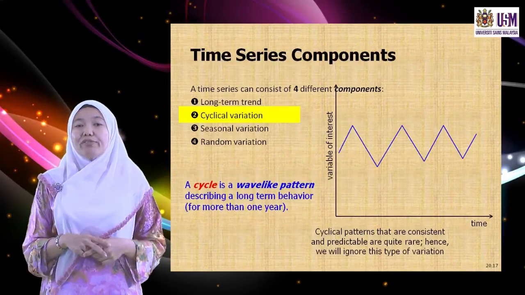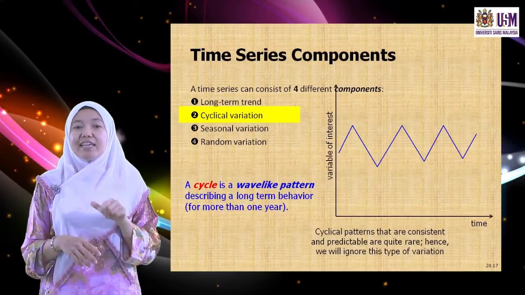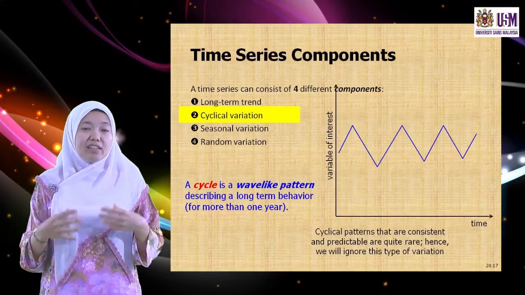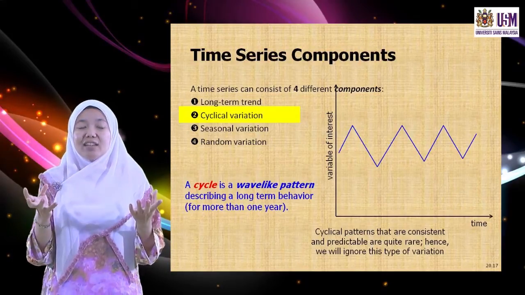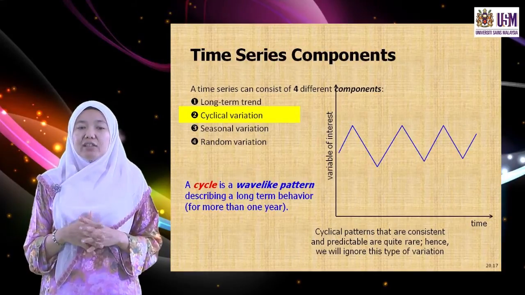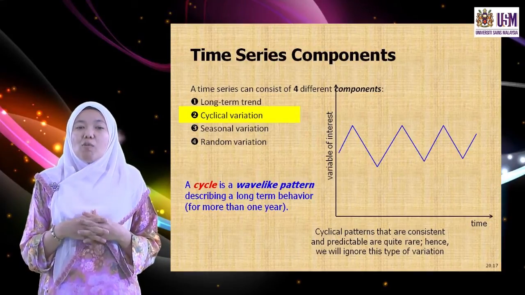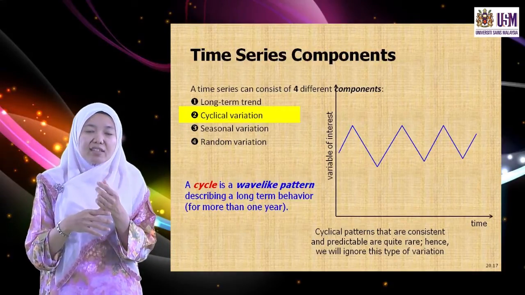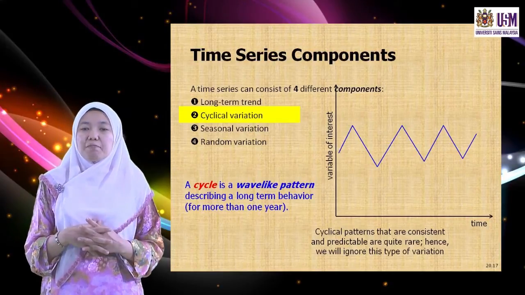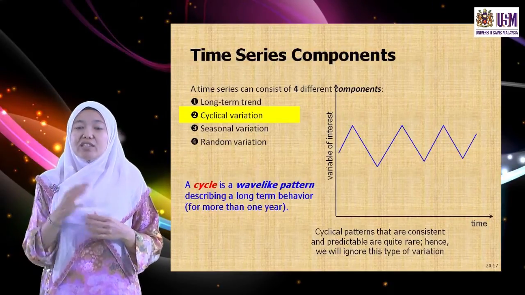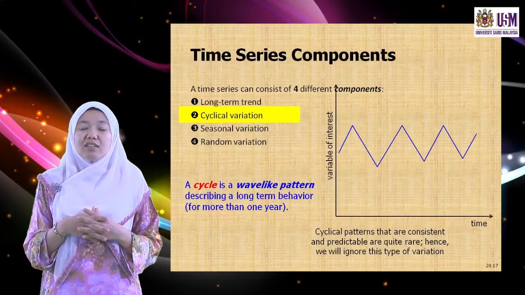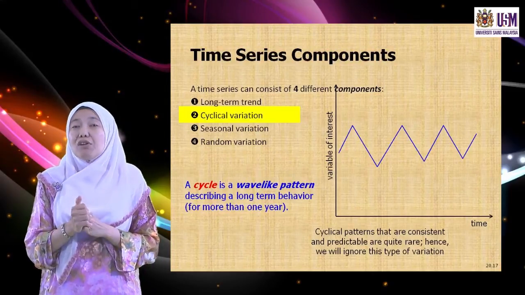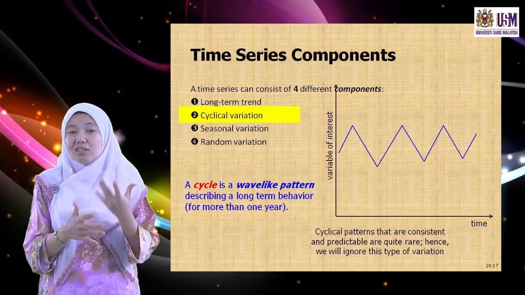The second component of time series is what we call the cyclical variation. From the word cycle itself, that is a hint for you. A cycle is a wave-like pattern that describes a long-term behavior for more than 1 year, like 4 or 5 years behaving differently. These are cyclical patterns that are consistent and predictable. In this case, it's quite rare for you to observe the cyclical. So most of the time when you are doing forecasting, usually we ignore the cyclical variation.